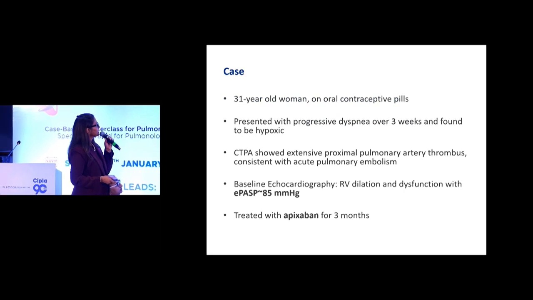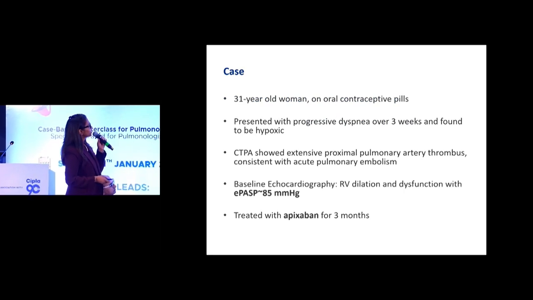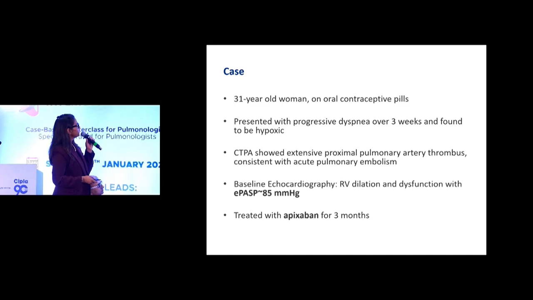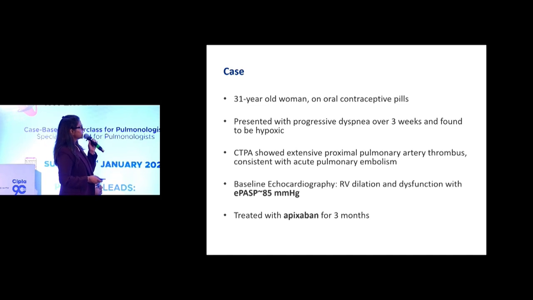So she's a 31-year-old woman on oral contraceptive pills. She presented with progressive dyspnea over 3 weeks and was found to be hypoxic. CTPA showed extensive proximal pulmonary artery thrombus consistent with acute pulmonary embolism. Baseline echocardiography showed estimated pulmonary artery systolic pressures of around 85 with RV dilation and dysfunction. She was treated with apixaban for 3 months.